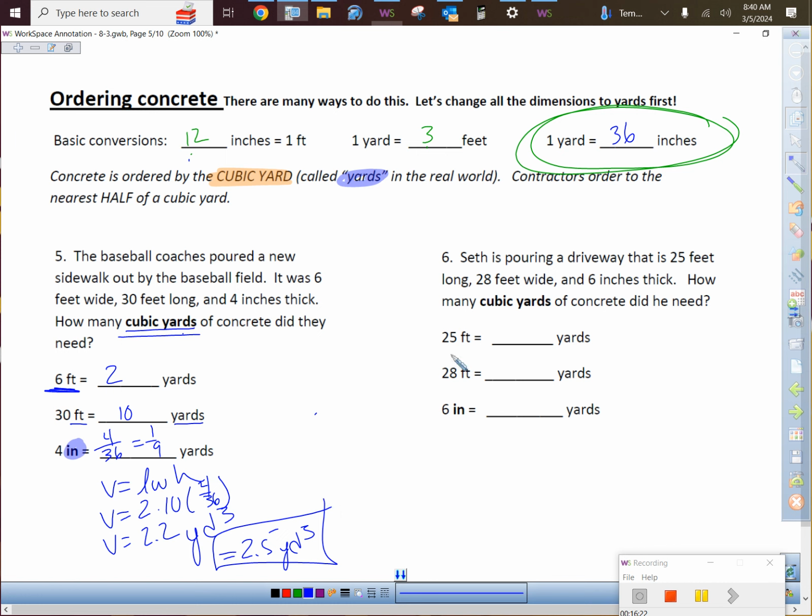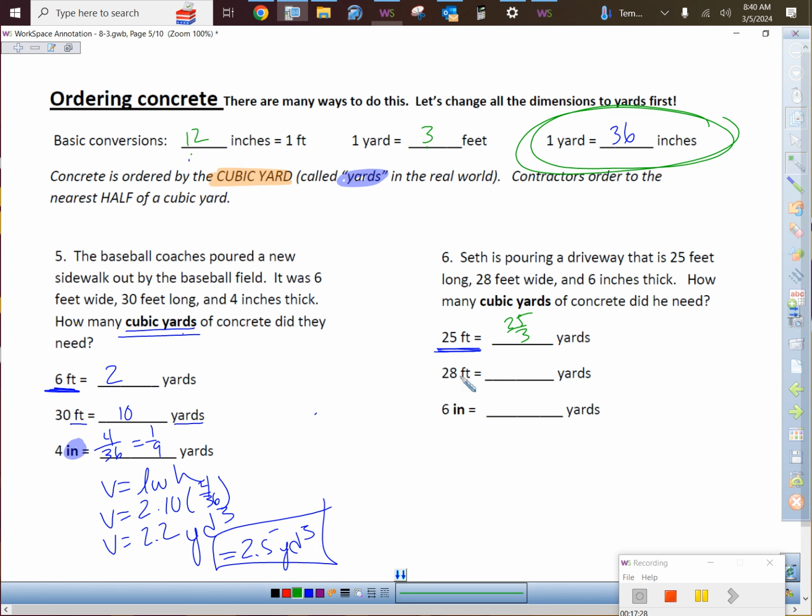So, all right, let's convert. How many yards is 25 feet? What do I need to do to that number? Divide by 3. Is that going to come out nice? So we'll leave it 25 thirds. Like, don't put some decimal, right? It's 25 thirds.